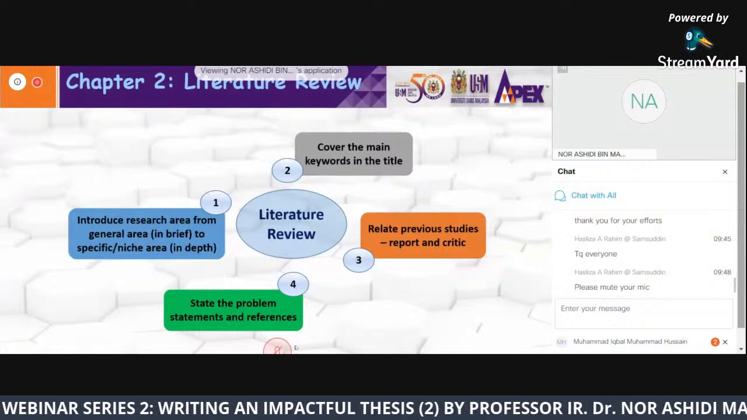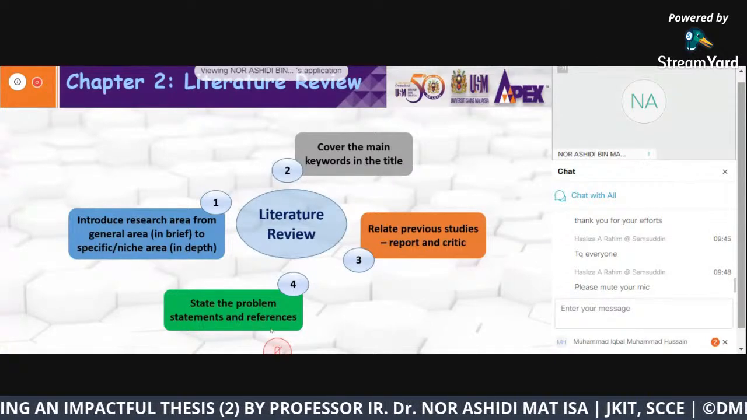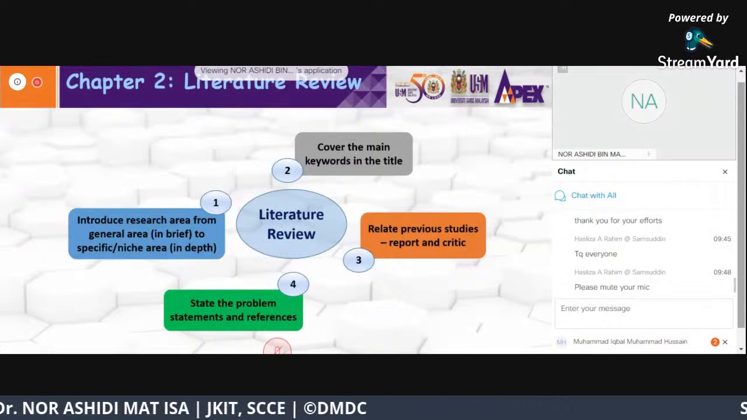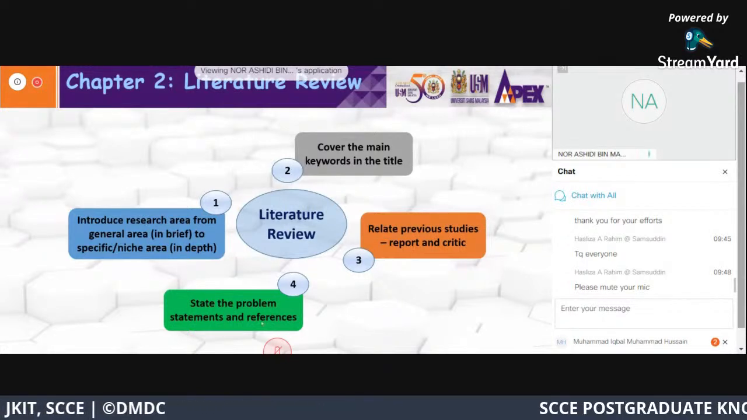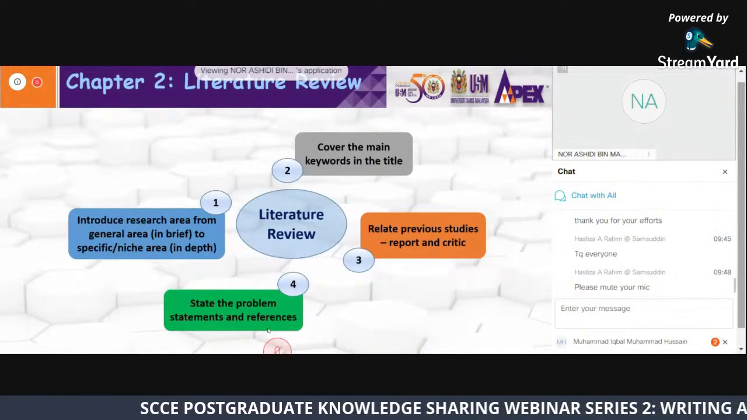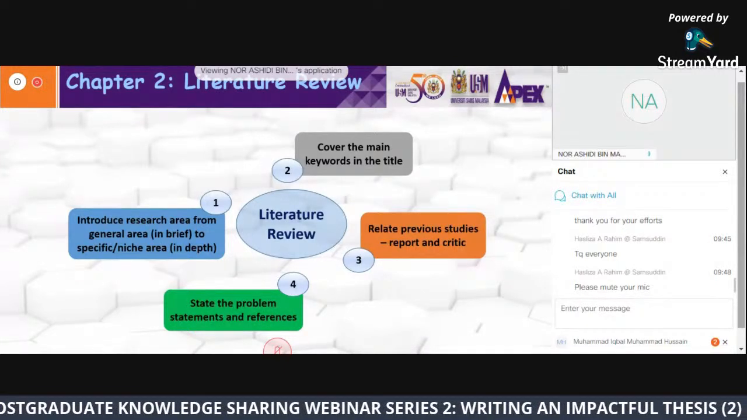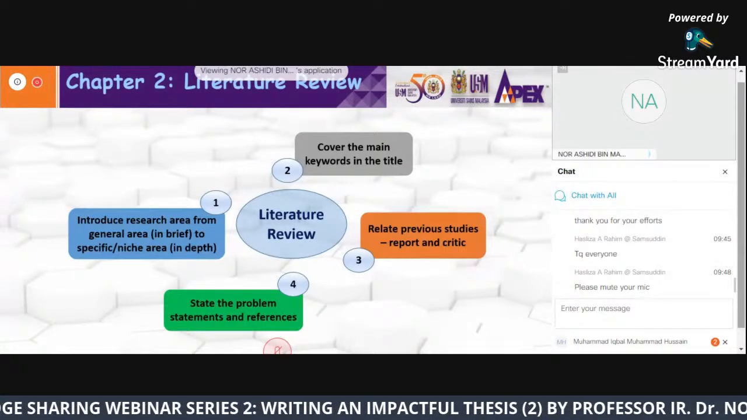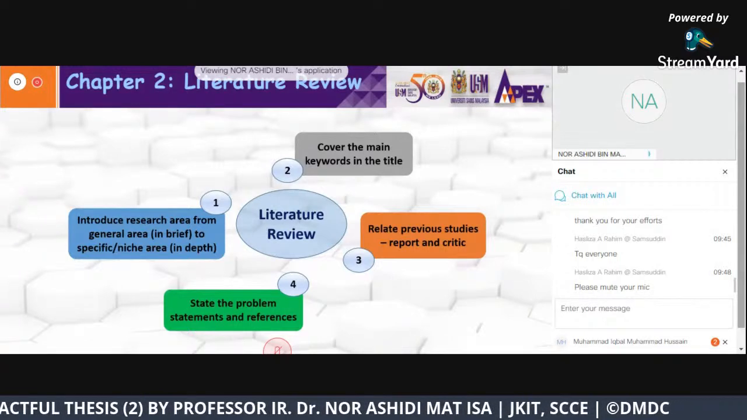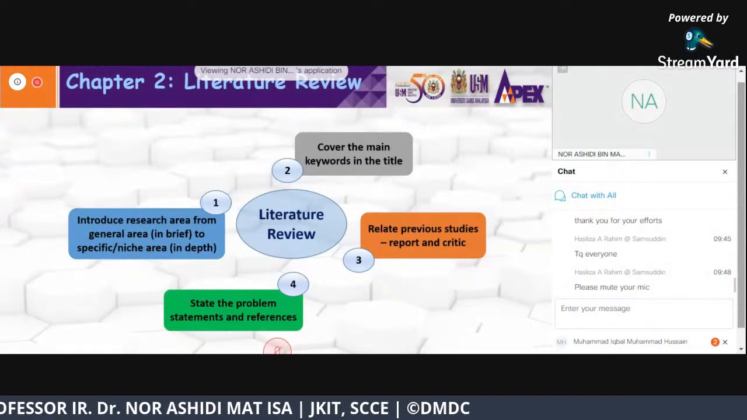So make sure that the references are relevant and related to your work. Okay, it is very important. References must be related, and you cannot just include or add any references without knowing their contribution to your thesis. Okay, one or two examples is okay, but not too many.